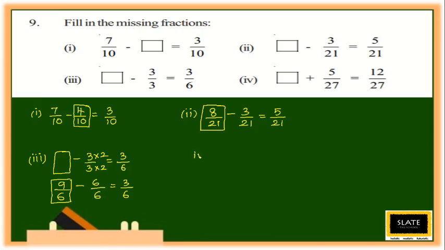Next, fourth one. First one is missing, plus 5 by 27 is equal to 12 by 27. Now tell me what should be added to 5 to get 12, because denominators are same. So here it will be 27 denominator. Now what should be added to 5 to get 12? Yes, 7. How do you get this? 12 minus 5 is 7. So what is the required fraction here? 7 by 27. So this way we need to simplify. So observe the denominators, then we can find the numerators. Clear everyone?